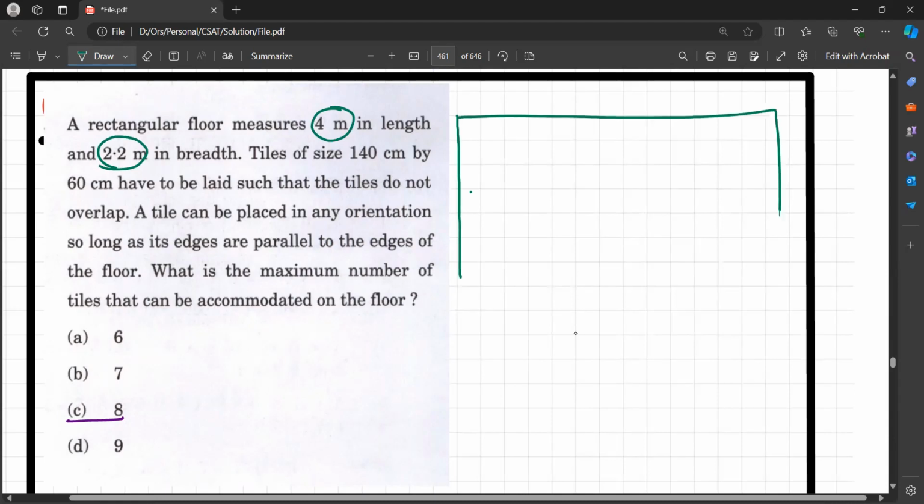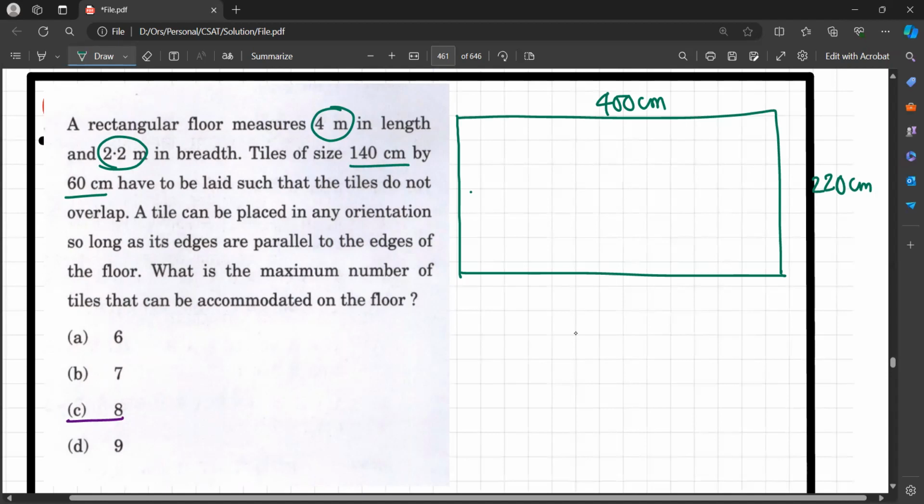4 meter in length and 2.2 meter in breadth. This is 4, so can I say 400 centimeter? And this has 220 centimeter. Got it? Tiles of size 140 cm by 60 cm have to be laid such that the tiles do not overlap. A tile can be placed in any orientation as long as its edges are parallel to the edges of the floor. What is the maximum number of tiles that can be accommodated on the floor?